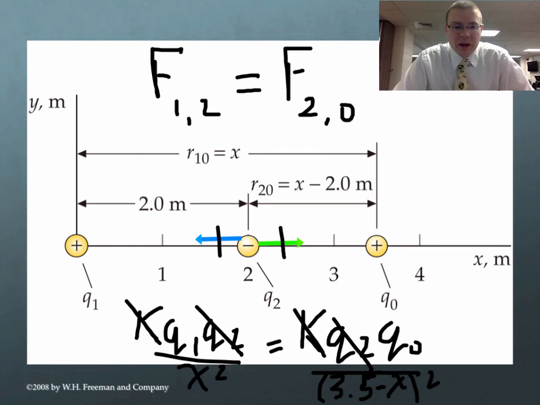In our equation, we have the k constants equal on both sides, and charge 2 is the same on both sides, so we can cross those out. You'll be left with Q1 over x squared, where x is the distance from charge 1 to the point where that middle charge feels no force. On the other side, you have Q0 over 3.5 minus x, since they're 3.5 apart and the leftover distance is 3.5 minus x. Make sure you square it and solve for x.